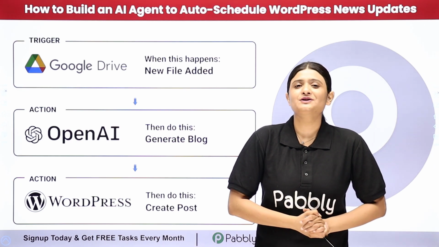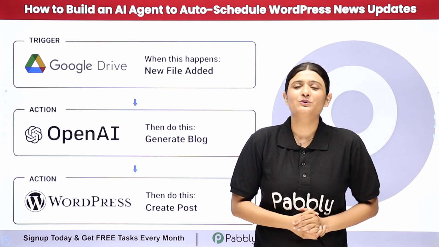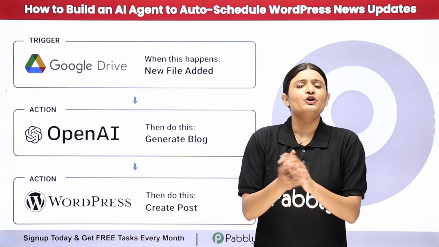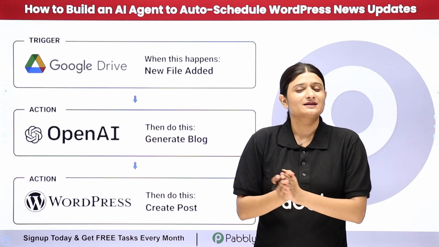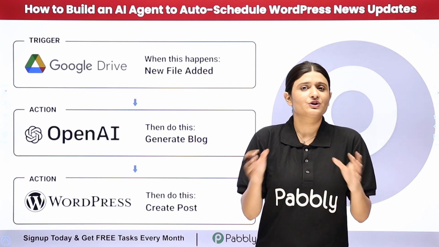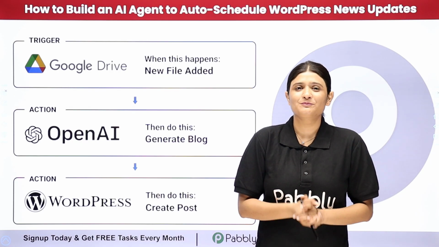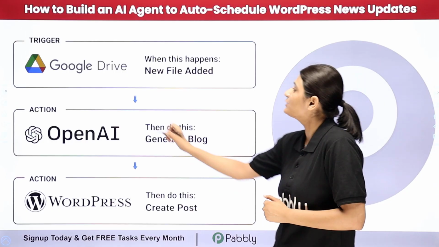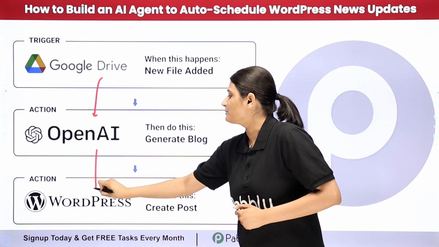Doing this manually will consume a lot of time, so I'm going to completely automate this process. And to do this automation, I'm going to use Pabbly Connect. Pabbly Connect is an amazing automation and integration software which requires no coding or programming skills. Here I just need to build a connection between Google Drive, OpenAI and WordPress.